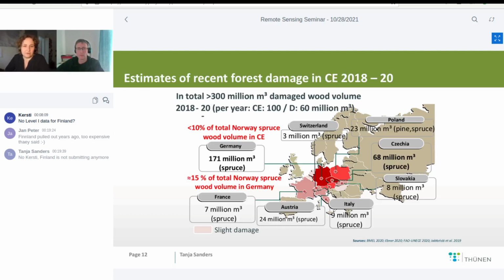In total, we find over 3 million cubic meters of damaged wood volume in these areas which are marked red. So it's mainly Germany, but also Poland, Switzerland, Austria, Italy, and France. And most of the damage was really in spruce trees. And of course, you all know that spruce is still the bread and butter for most foresters. So this is quite a severe situation now, how we can really keep forestry and wood production alive while still protecting our forests and keeping them stable.